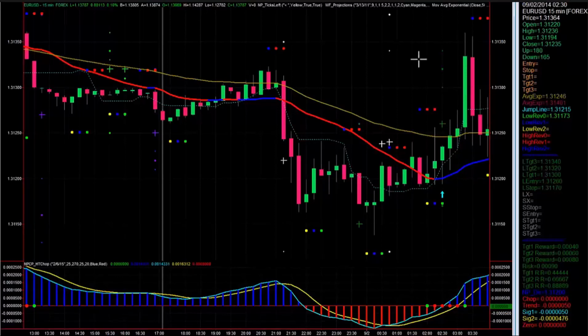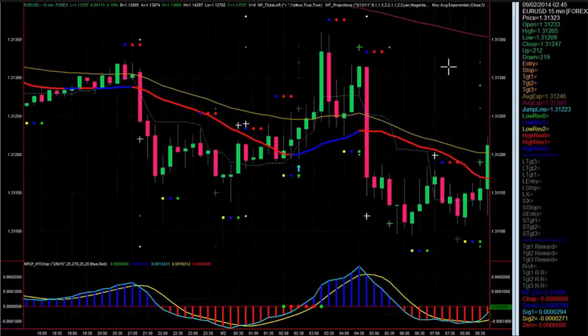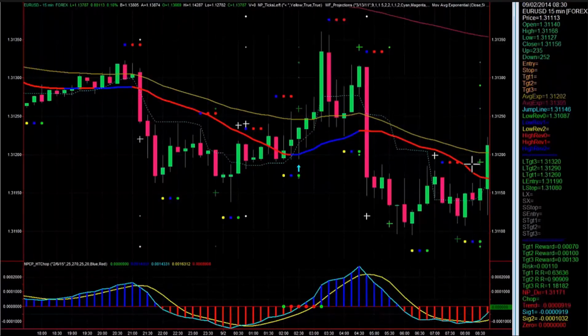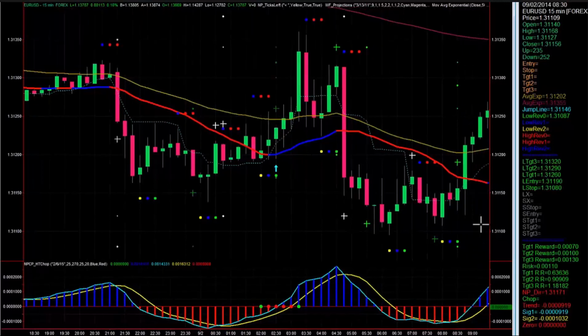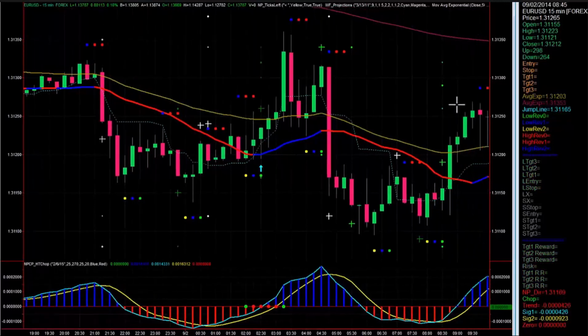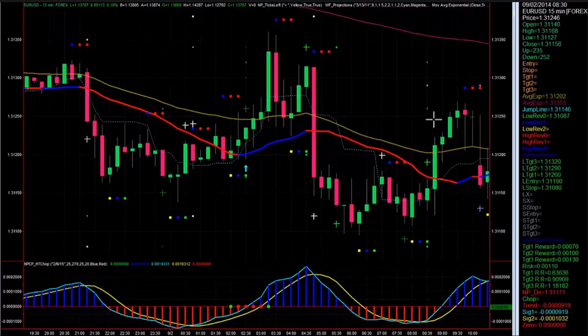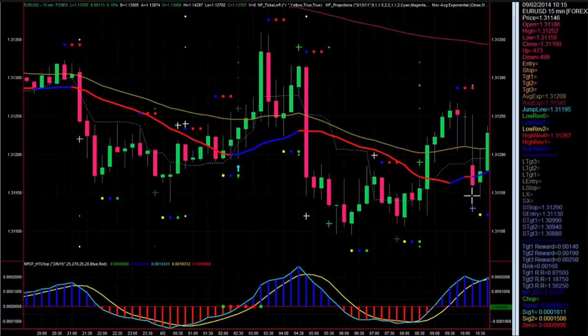So let's go to the US session. All right, so 8:30. We can't go long here because the SMA is down. Remember, we're using the trend following technique for this Forex trade plan. And it goes up and it hits a target, and we wish we would have taken it, but we can't. We're sticking to our rules. And so still no trade.